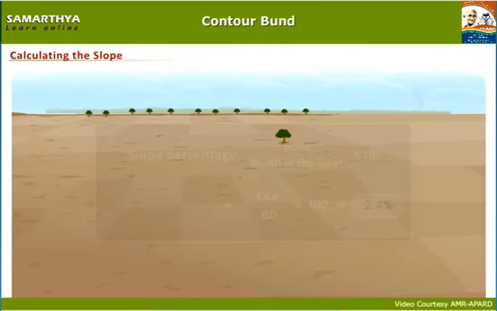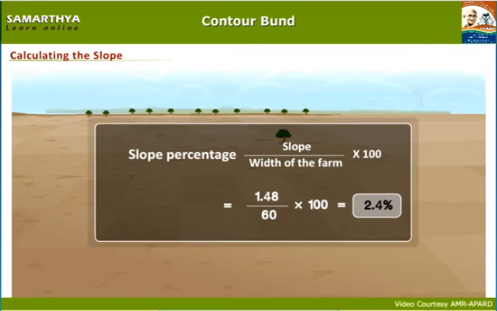Let us find out the percentage of the slope. To find out the slope percentage, we use the formula shown on the screen. Slope percentage is equal to slope divided by width of the farm into 100, which is 1.48 by 60 into 100, is equal to 2.4%. Therefore, the slope percentage will be 2.4%.